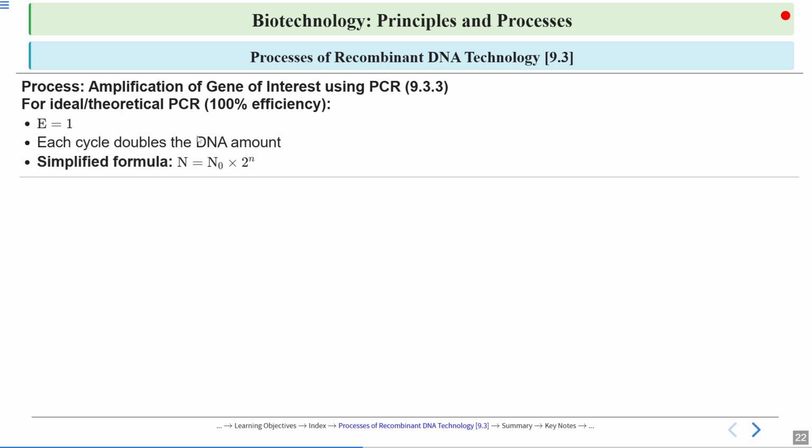So now, as you can see, what was the formula? N equals N naught into (1 plus E) to the power n. Now 1 plus E, if E is 1, then 1 plus 1 is 2. So then it is N equals N naught times 2 raised to the power n.